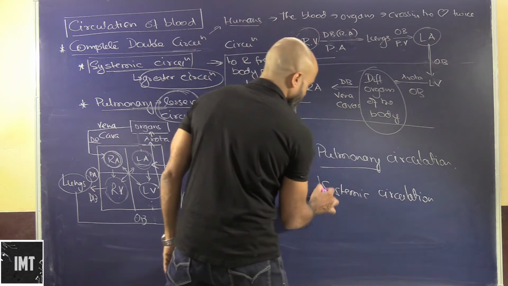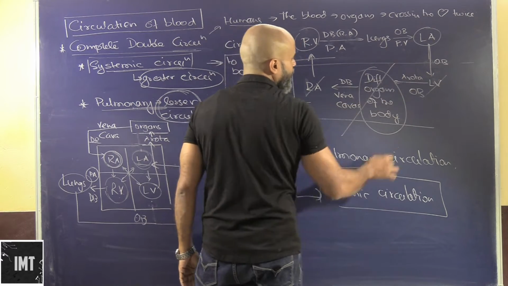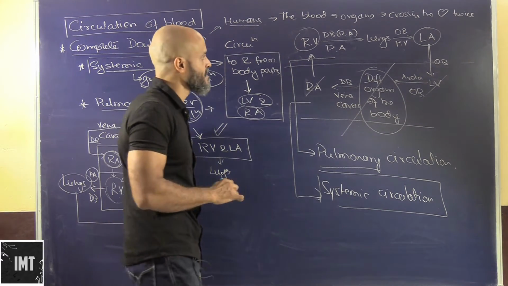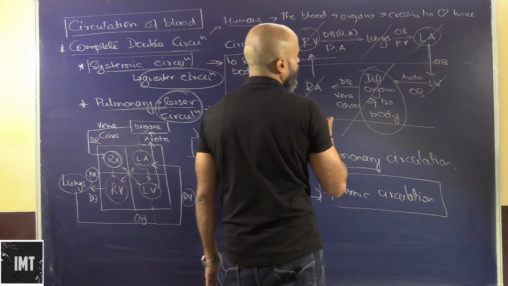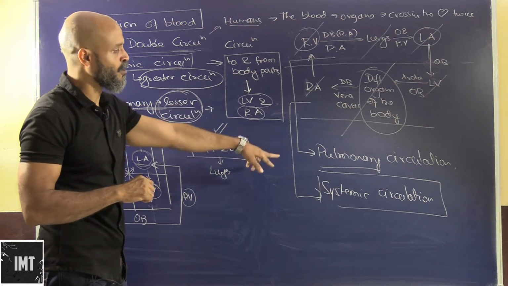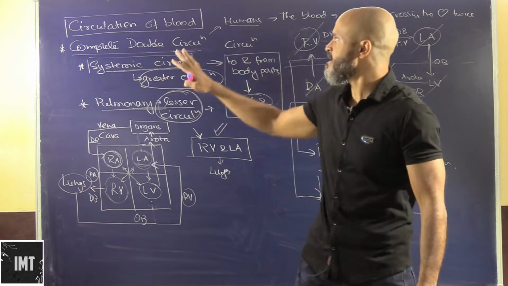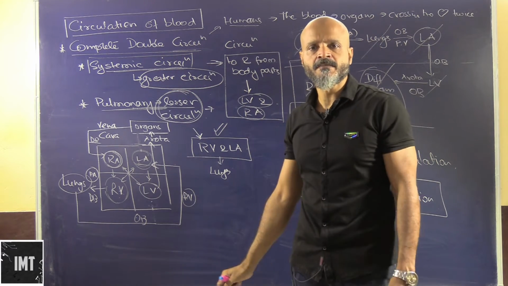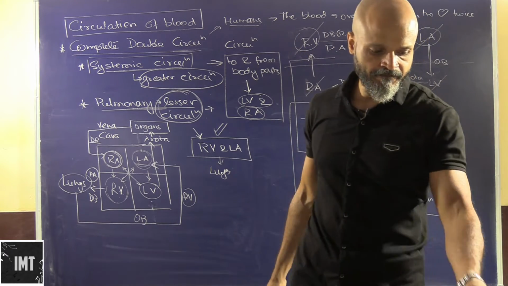So this is called systemic circulation: between the different organs of the body and the left ventricle and right auricle, whatever circulation is taking place, we will call this systemic circulation. And between the right ventricle and left auricle and the lungs, whatever circulation is taking place, we will call this pulmonary circulation. So these are two types of circulations, and hence we call this a double circulation system or complete double circulation system, which is specifically seen in mammals and especially in human beings.